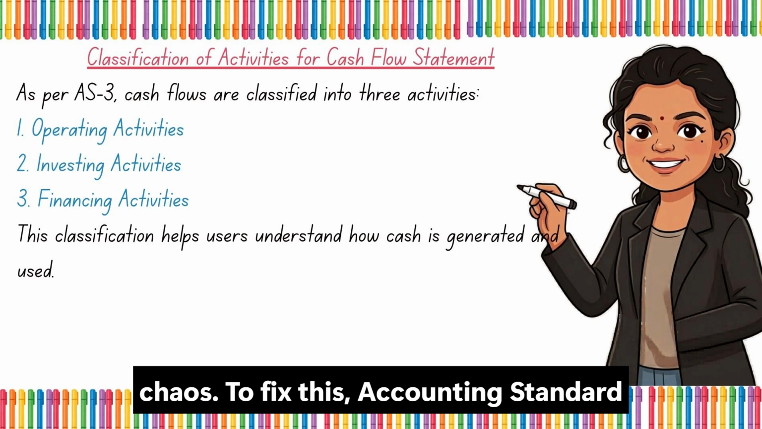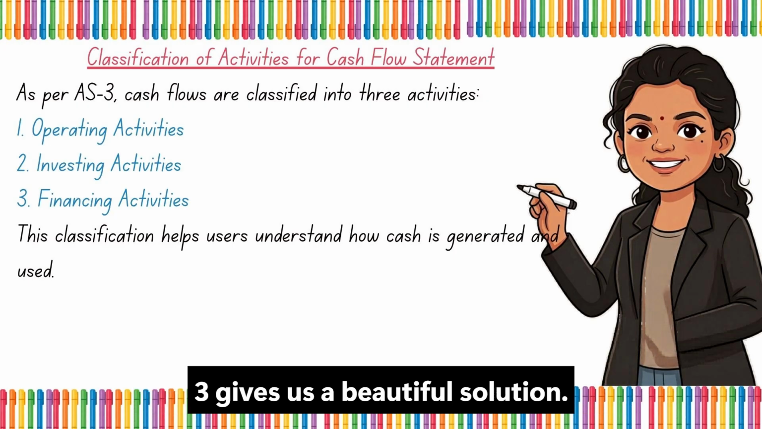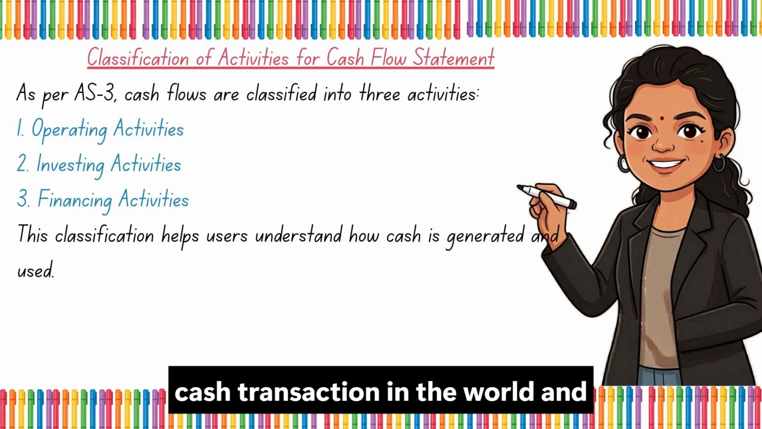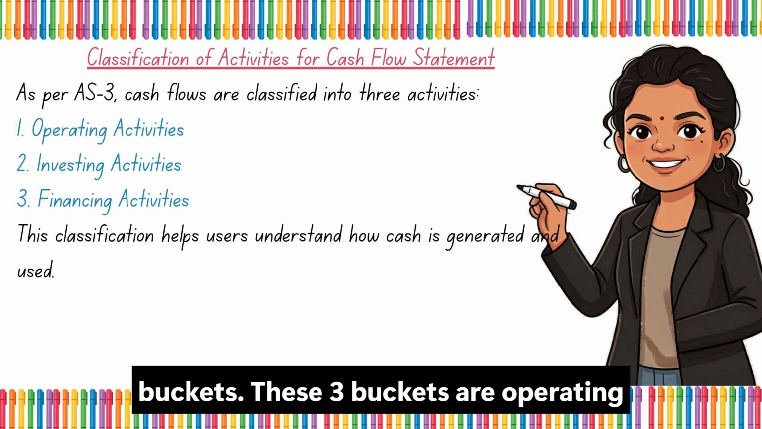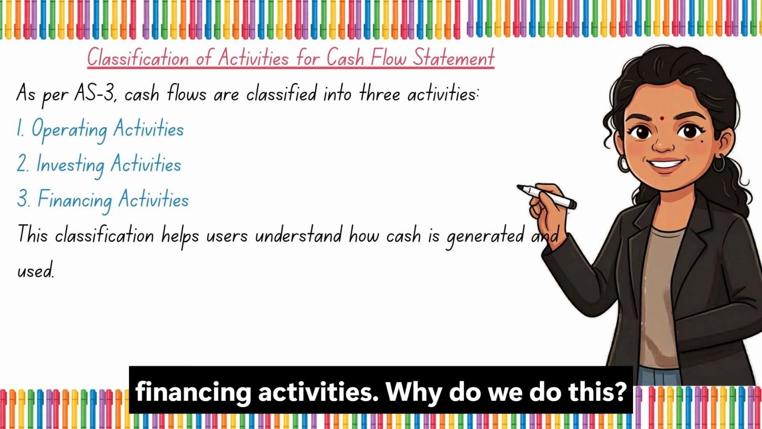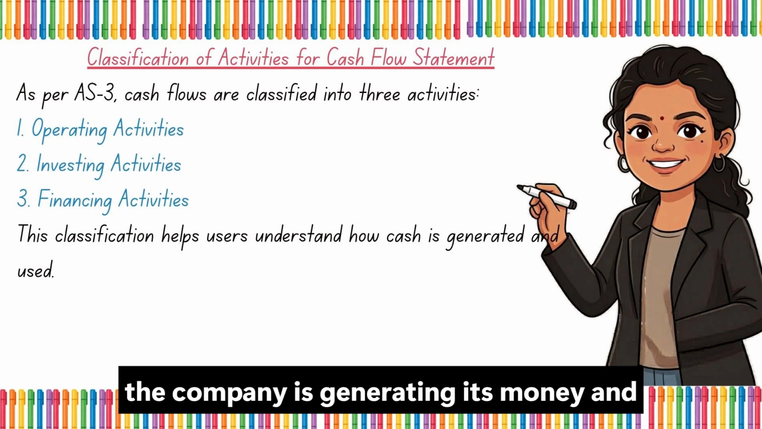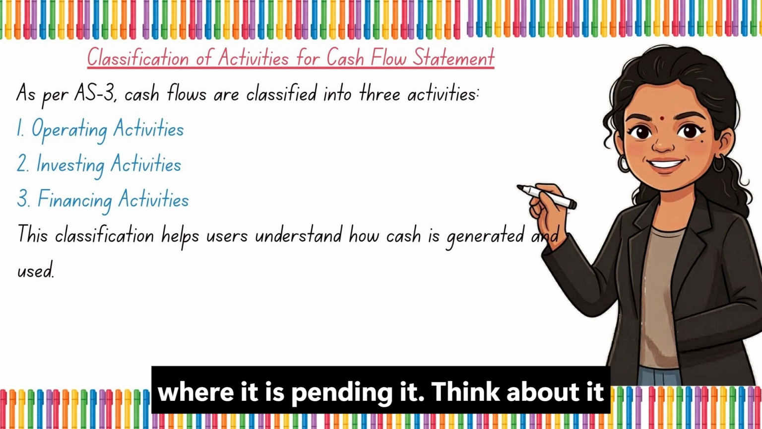To fix this, Accounting Standard 3 gives us a beautiful solution. It says, let's take every single cash transaction in the world and sort them into exactly 3 separate buckets. These 3 buckets are operating activities, investing activities, financing activities. Why do we do this? Because it helps anyone looking at the business instantly understand exactly how the company is generating its money and where it is spending it.